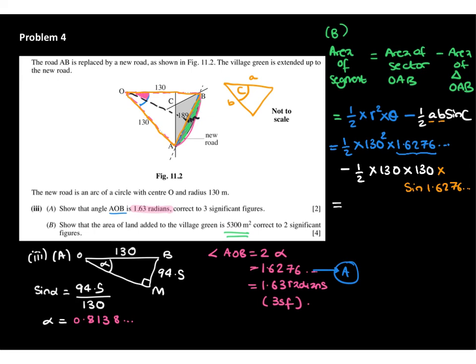And you should find you get as an exact answer, and it's important to write the exact answer down first of all, 5,317.396, which of course rounds to 5,300 metres squared, correct to 2 significant figures. And we're done.